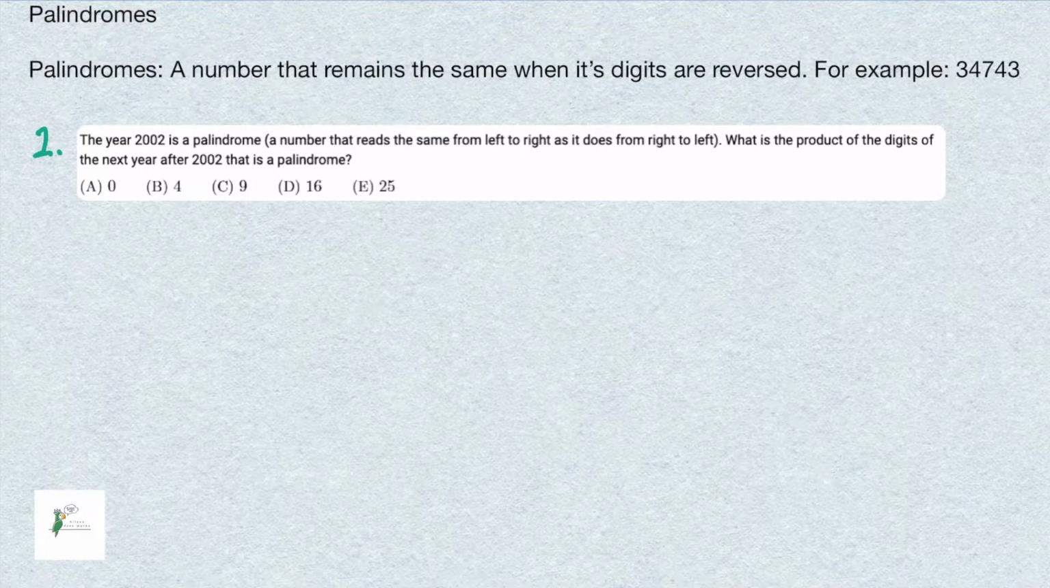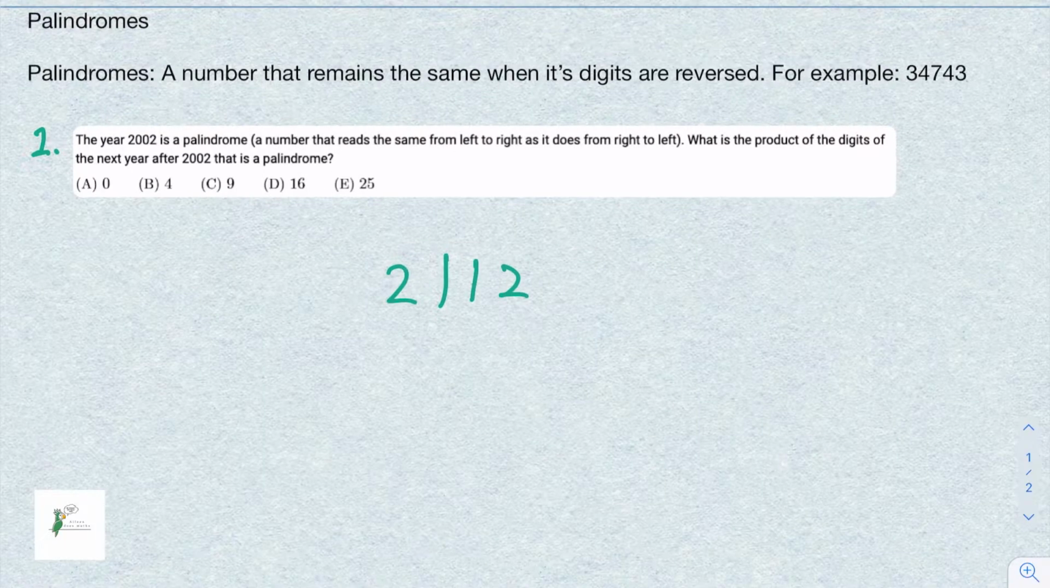That's also a palindrome. So the first thing you have to do is very simple, just to find the next year that's also a palindrome, right after 2002. And you will know it's 2112 because you increase the 0 in 2002 by 1, so it's 2112. And you just have to calculate the product. So 2 times 2 times 1 times 1 is 4, so it's B.